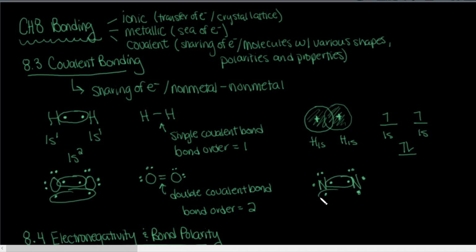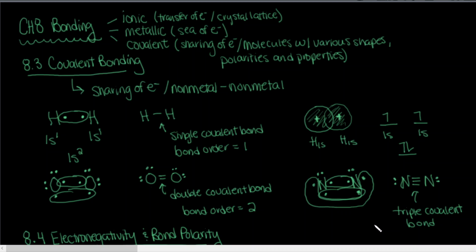Nitrogen shares 1 pair, shares 2 pairs, still not satisfied. This looks kind of goofy here. Ooh, 3 pairs shared. Looks ridiculous. Here is our triple bond. And you can put your lone pairs wherever you want. And a bond order here.